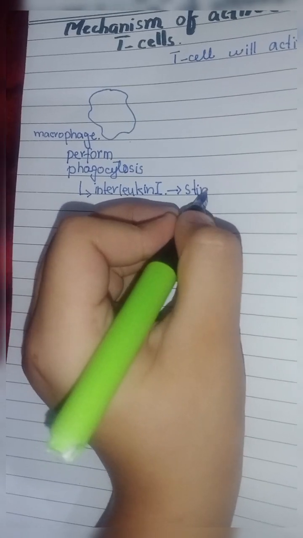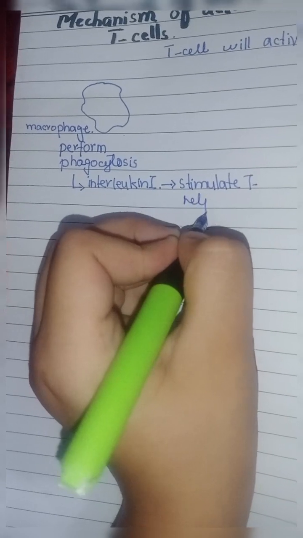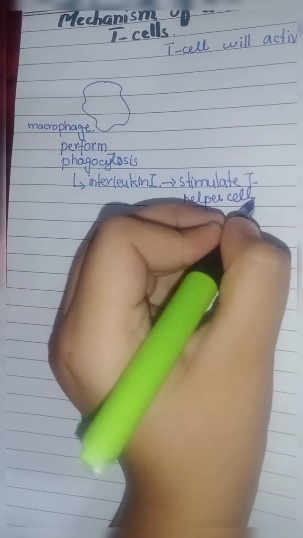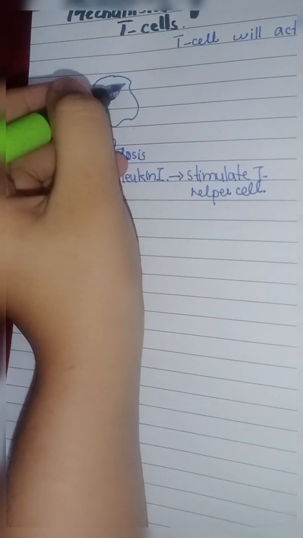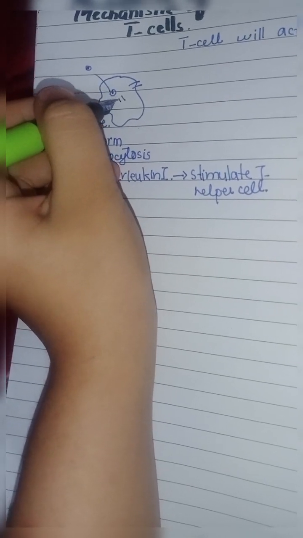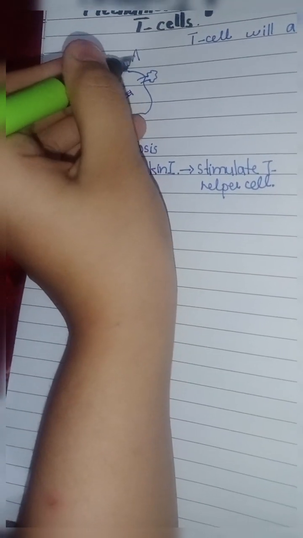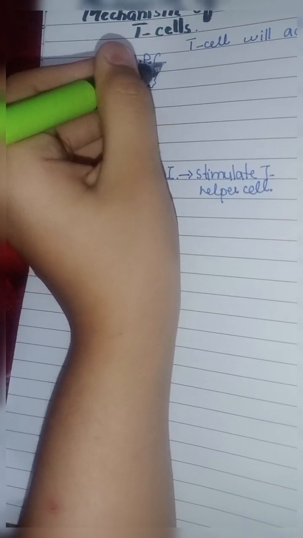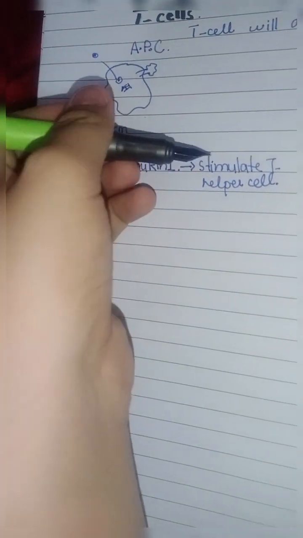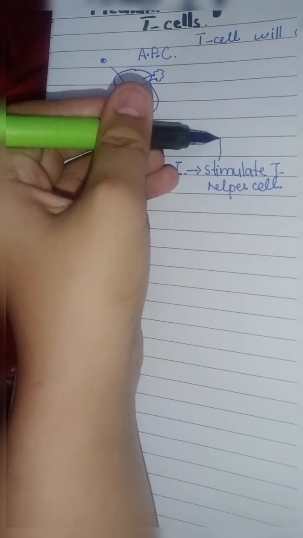Interleukin 1 will stimulate the T helper cells. Okay, so then this will go and attach here, where the antigen came and broke down into small pieces and is presented over here. So now this is an antigen-presenting cell. Now the stimulated T helper cell will go and attach to the antigen.